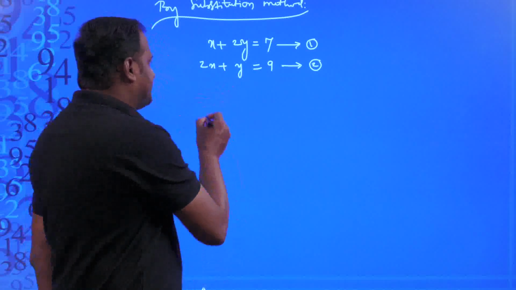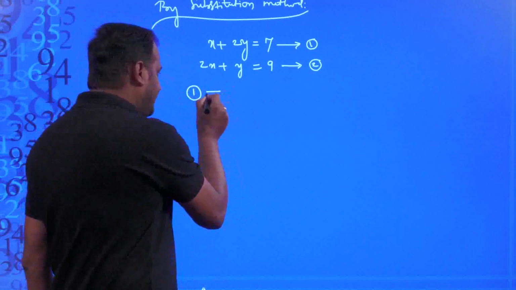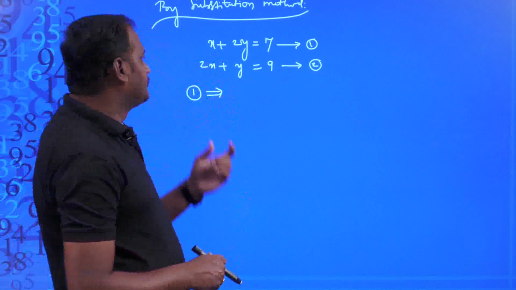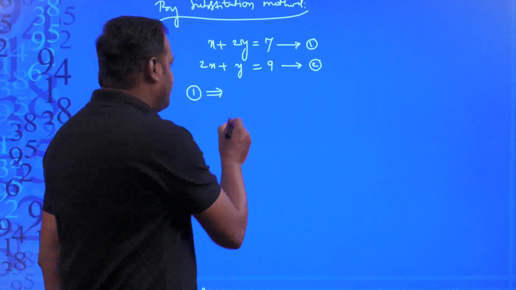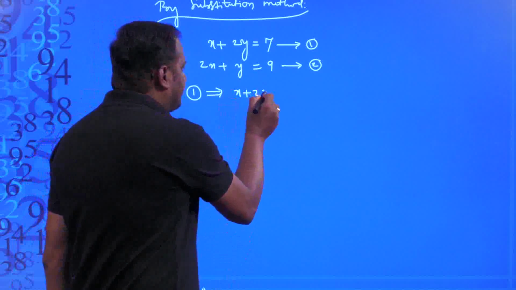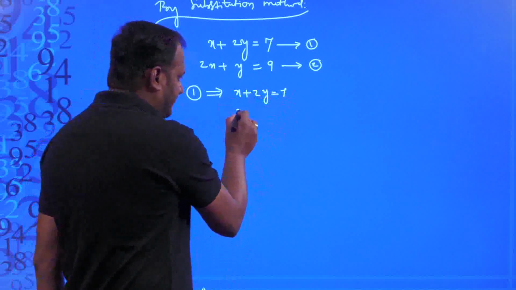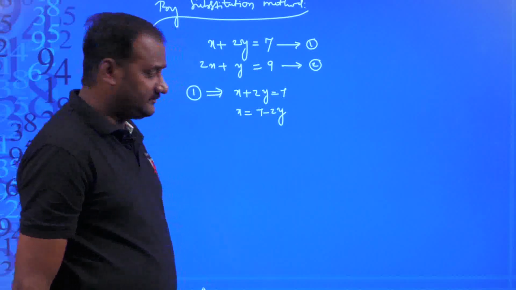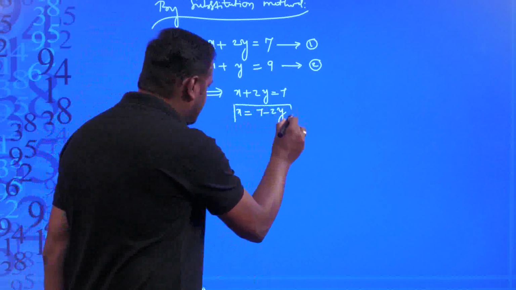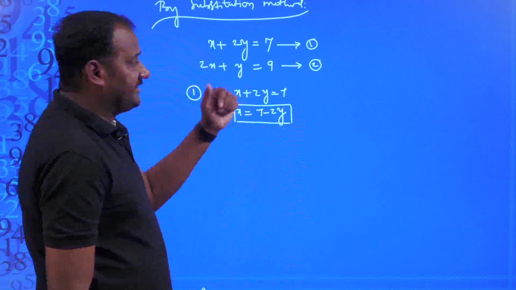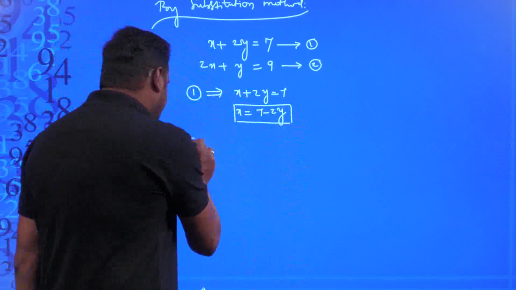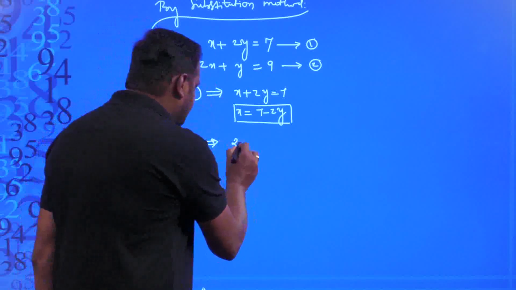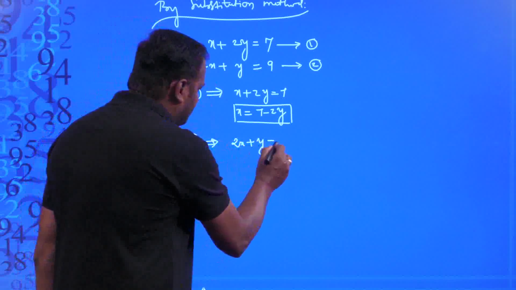Suppose I am taking the first equation, x plus 2y is equal to 7. Since x is alone, I am going to figure out the value of x. Okay. First equation, x plus 2y is equal to 7, then x is equal to 7 minus 2y. Substitute x is equal to 7 minus 2y in which equation? In the other equation, right. So, when you substitute in the second equation, then the second equation is going to be 2x plus y is equal to 9.